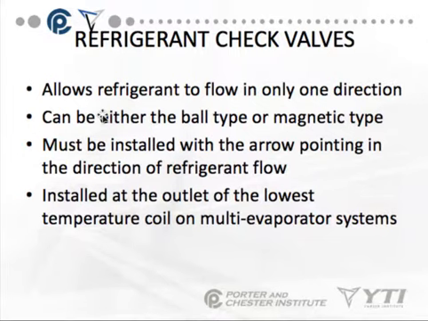Refrigerant check valves are sometimes found if you have a very high roof or a large drop in refrigerant. It allows refrigerant to flow in one direction only. They can either be ball type or magnetic type. They must be installed with the arrow pointing in the direction of refrigerant flow. They're installed at the outlet of the lowest temperature coil on multiple evaporator systems.